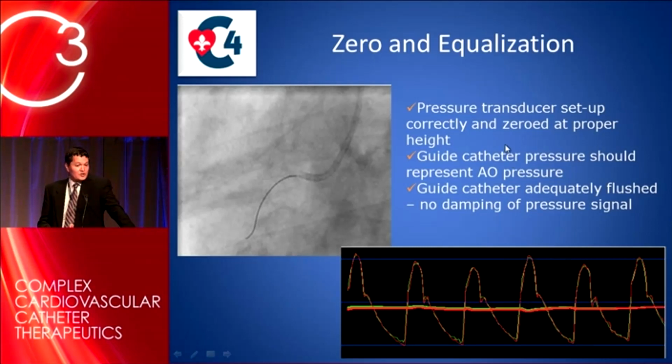We also want to make sure the guide catheter is completely flushed, and therefore we see a good representation of what we think an arterial pressure signal should look like. We see that depicted down here, where we see a well-described dicrotic notch on each pressure.